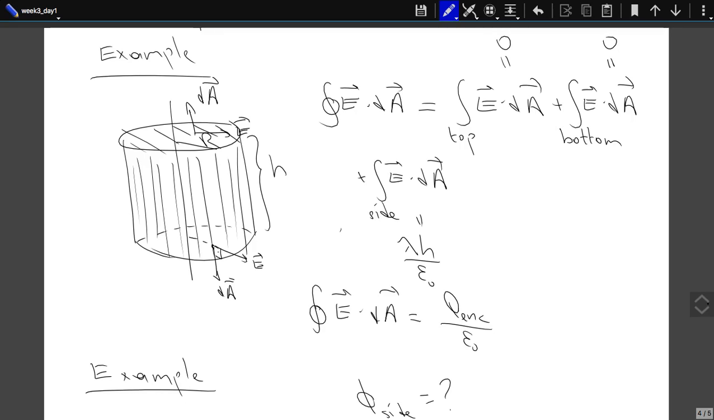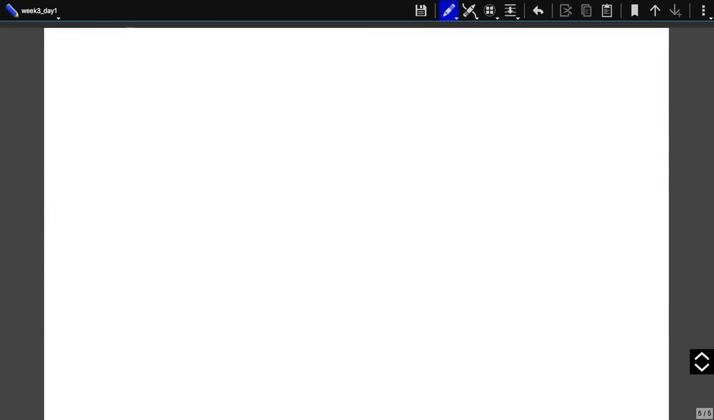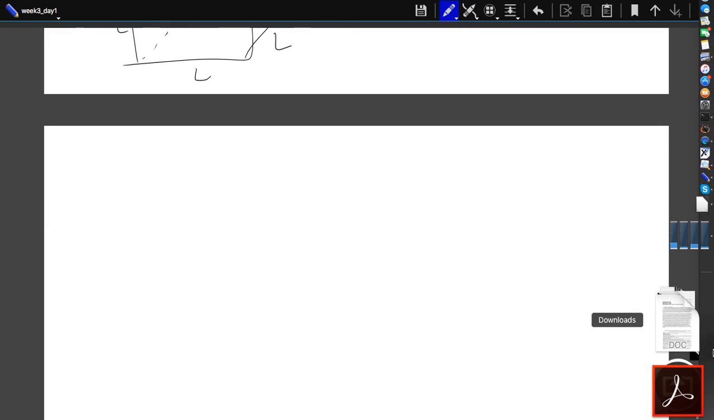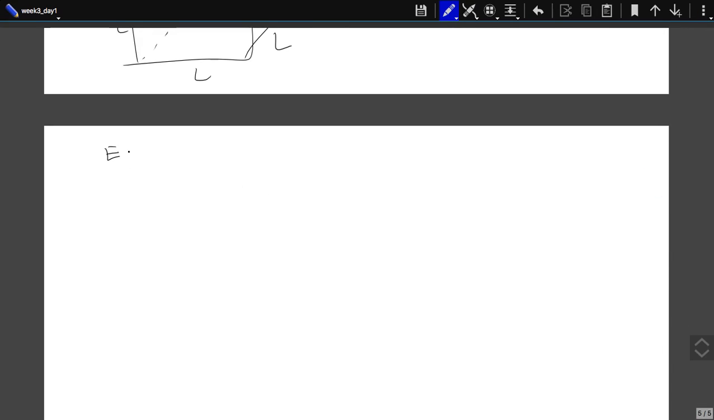But as your friends had complained, intuitively you would anyway choose the dA element to be pointing in this direction, so the enclosed charge will be obvious. Now let's look at the electric field of a point charge.